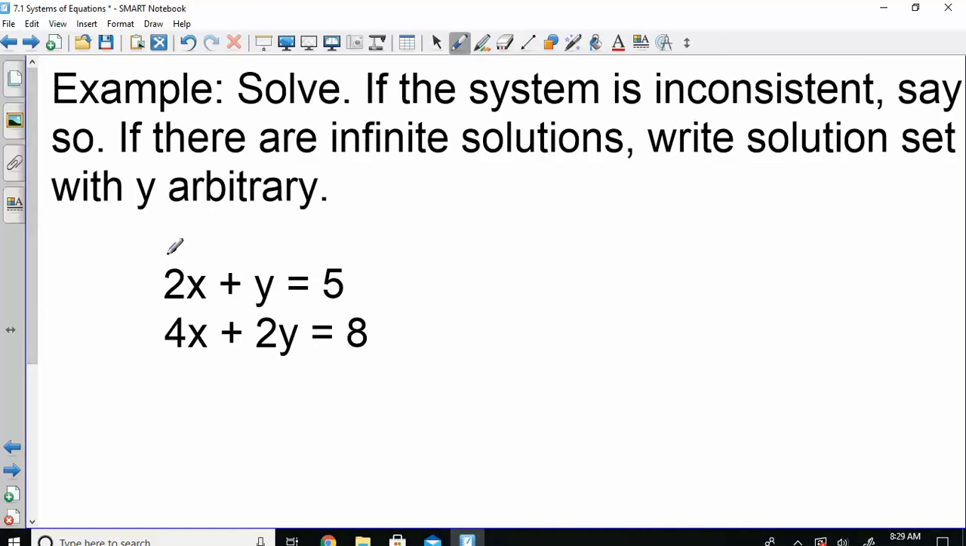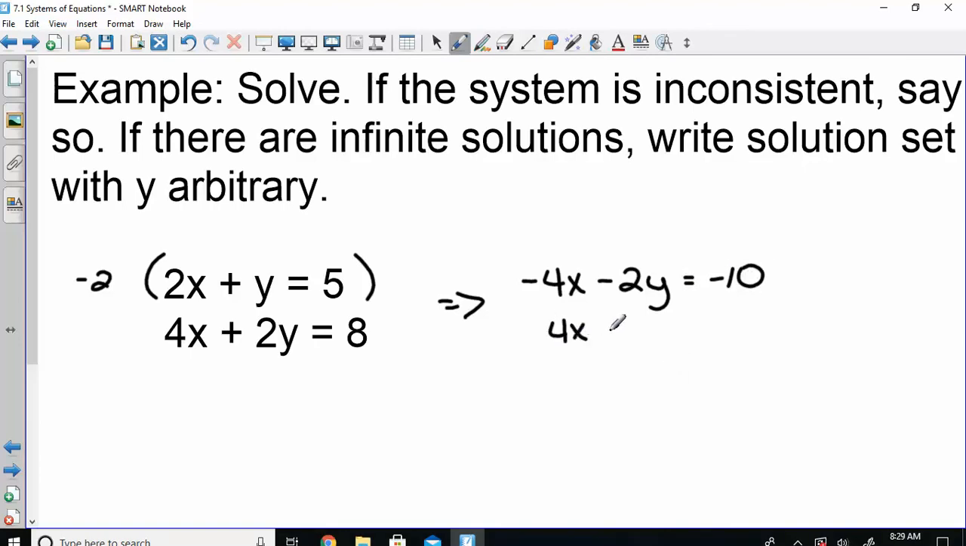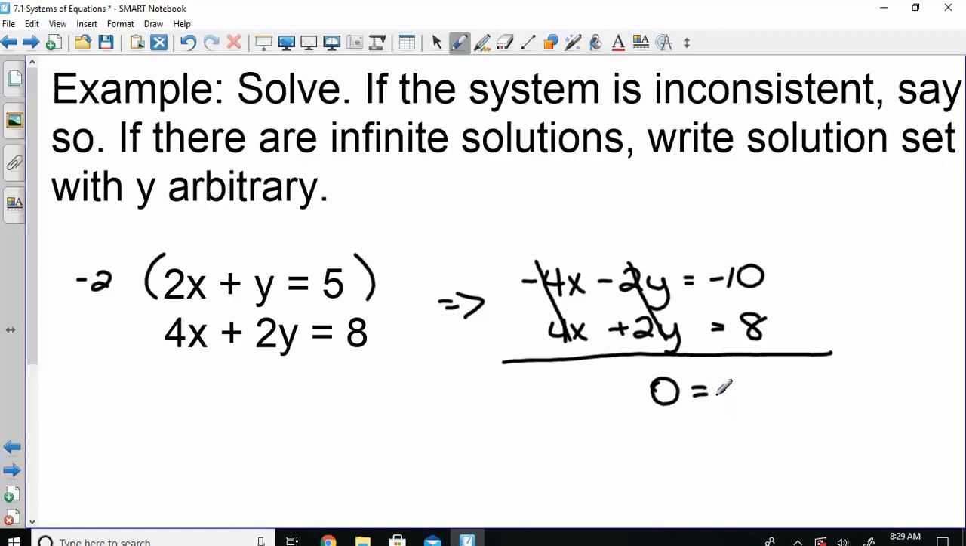Take the top times -2. We get -4x minus 2y equals -10, and 4x plus 2y equals 8. When I add these together, my x's cancel and my y's cancel. So we just get 0 equals -2. That's a false statement. 0 does not equal -2.